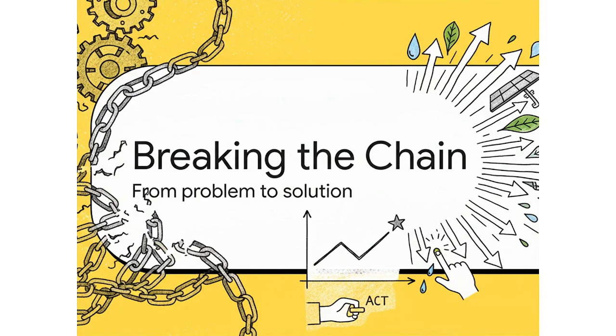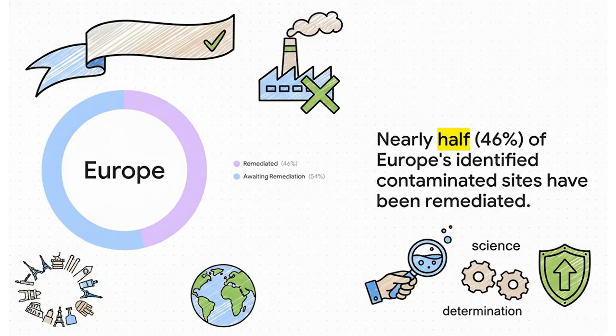Somewhere if we can break the chain, say for example source to pathway or pathway to receptor, we should be able to contain the contaminants within a specific area, and that might be useful in the remediation process. Okay. So to date, nearly 46% of the contaminated sites have been remediated. However, there are still around 54% of sites which await the remediation process.